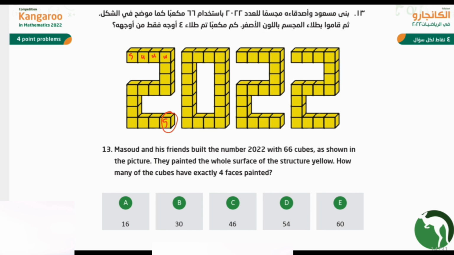In 0, all of them are painted with 4, so all of them are accepted. Now in these two also the same, here and here are not accepted, these two cubes, and here and here. So in total, we have 66 cubes. We will subtract these cubes here in the twos. So how many cubes should we extract? 6. So we will subtract 6 from 66 and we will obtain 60. And this is the number of cubes that have exactly 4 faces painted, and E is the correct answer.